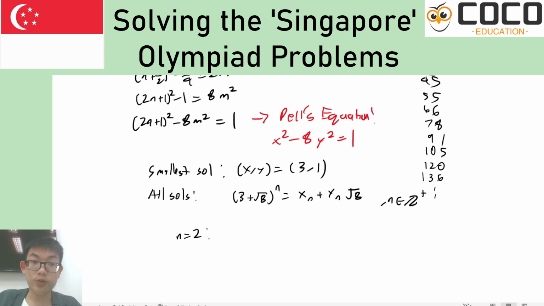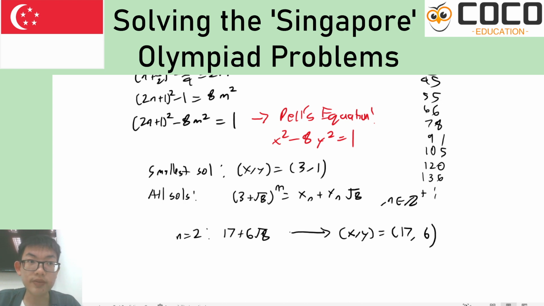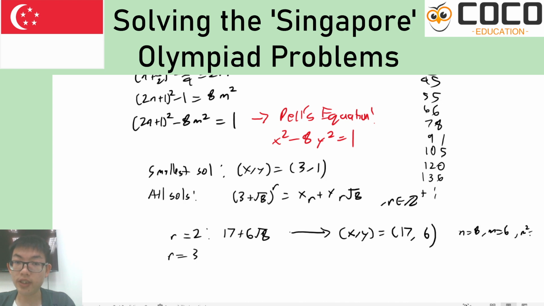Now, let's say we take n equals 2, you're going to get 17 plus 6 root 8. So that's the thing that you're getting earlier. It means that x, y is going to be equal to 17 and 6. I apologize, I shouldn't use n because you might think that it's the same n as just now. I'll just use something like r so that we are not confused. It's a totally different thing. It's just the powers of 3 plus root 8. So this gives you the first solution, but this is corresponding to n equals 8 and m equals 6, which is the one we found earlier.